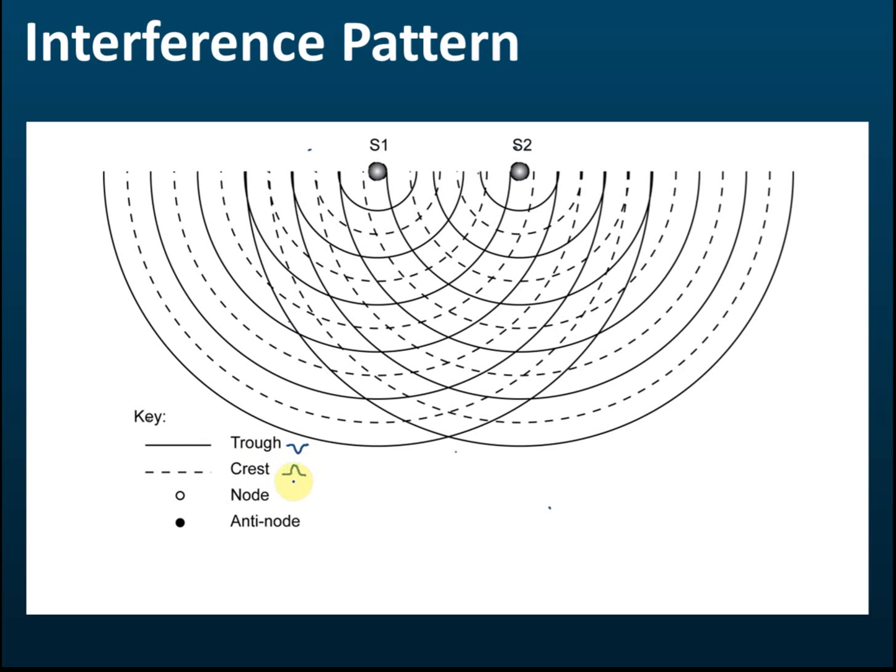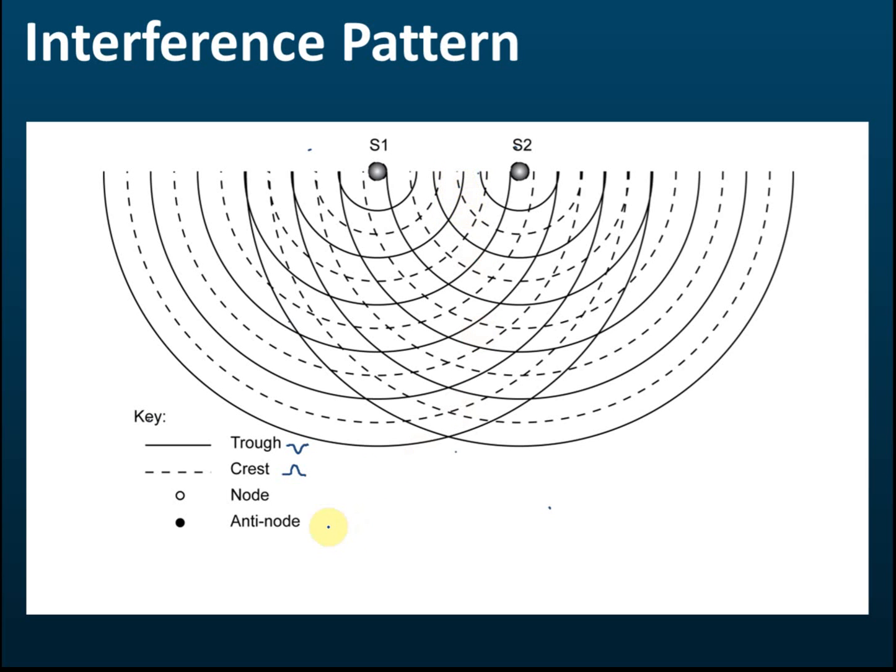Okay, and then the circle represents the node. We haven't drawn the node yet, so you can't see the circle and the dot yet. So the dot represents the antinode. Now, what I want you to do is to identify the nodes and antinodes from this image. For example, let's look at this point. So this is a trough and this is the crest.